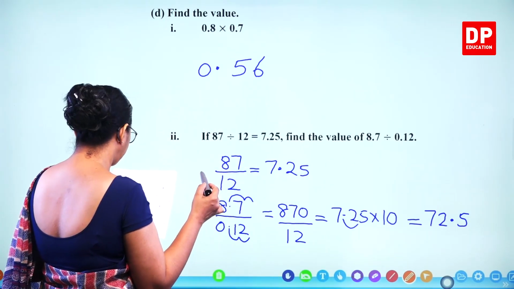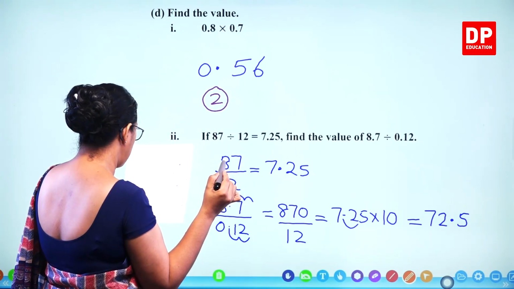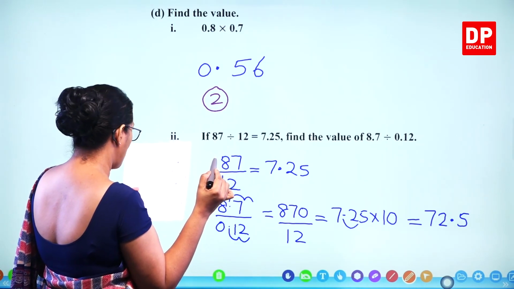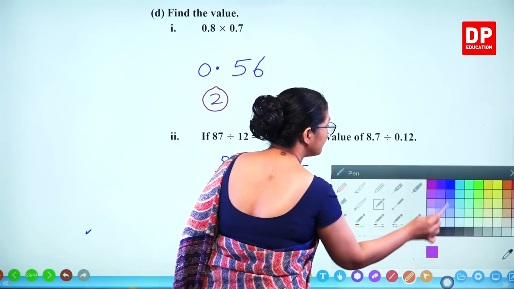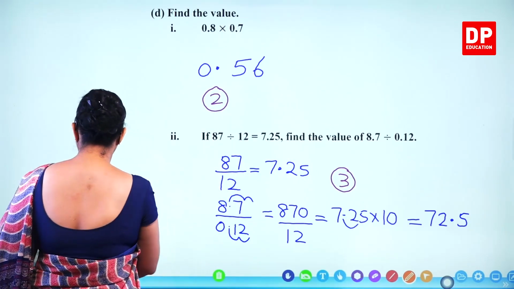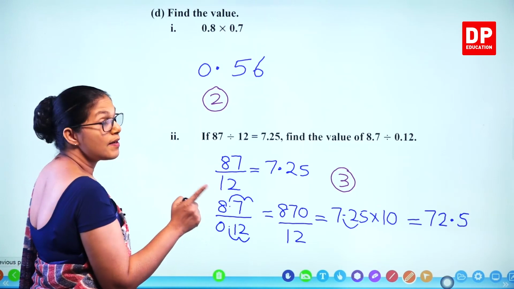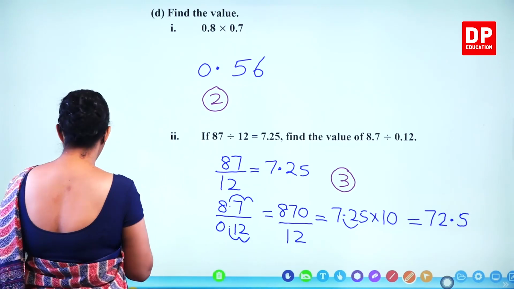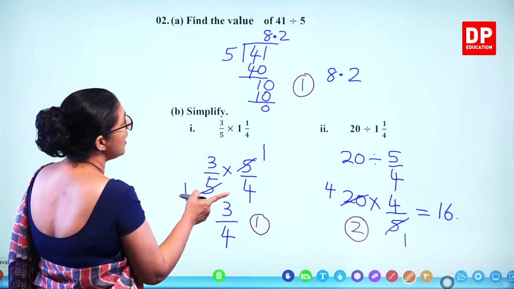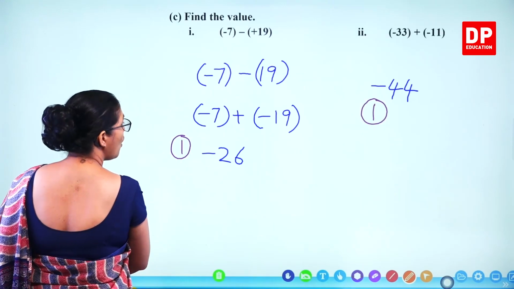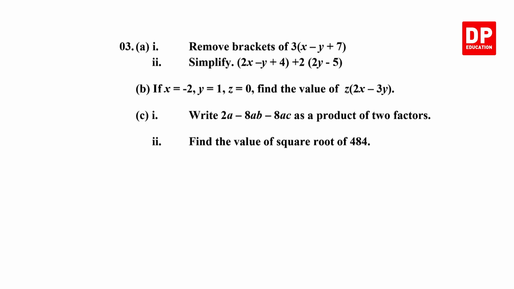So you get 2 marks here, and then 7.25 and 72.5, 3 marks. So let's see whether we gave all marks. 3 plus 2, 5, 6, 7, 8, 9, 10, 11. 11 marks for question number 2. Let's do question number 3 now.